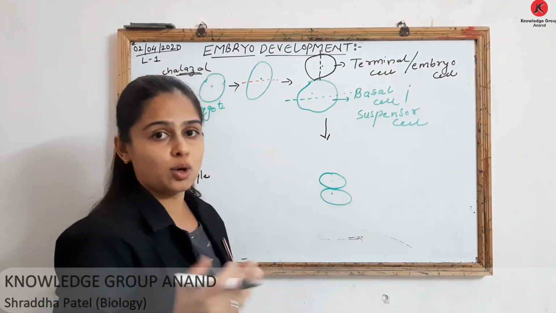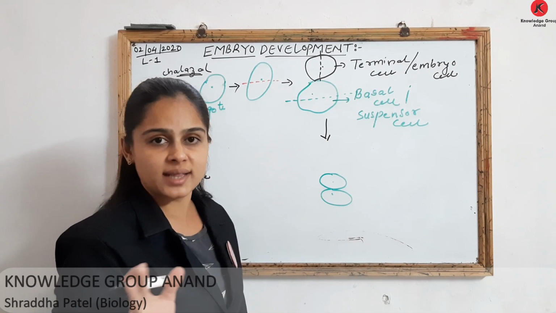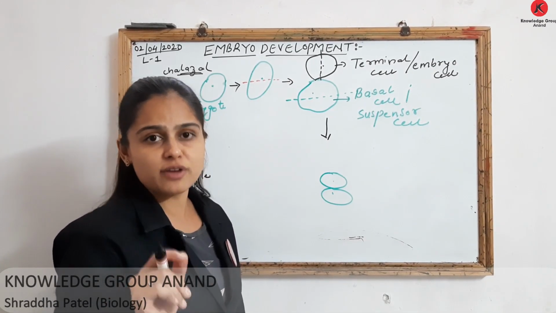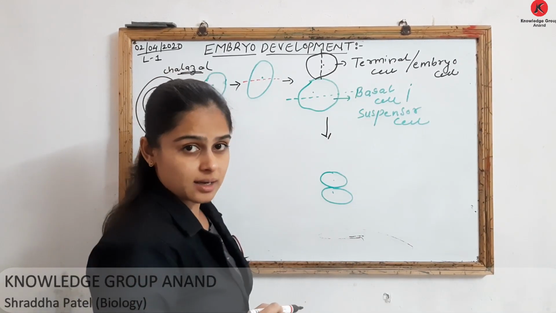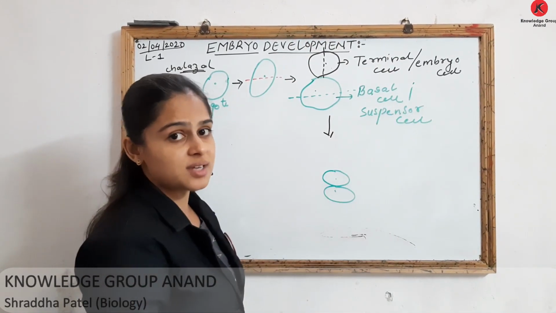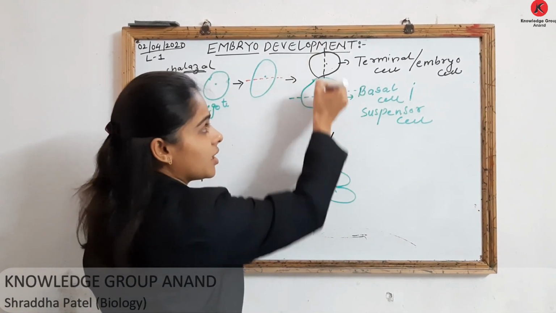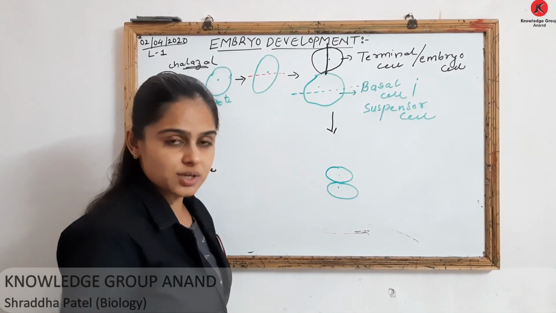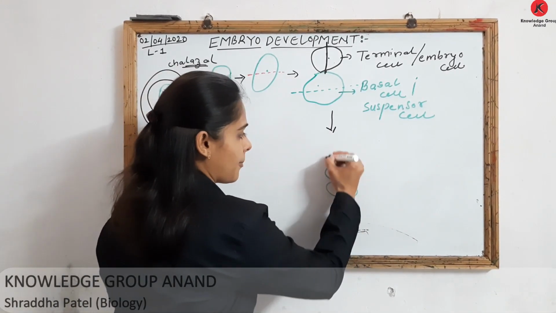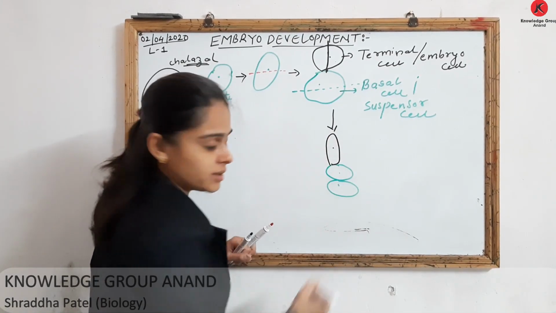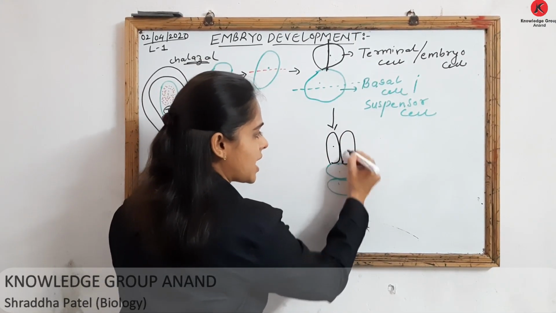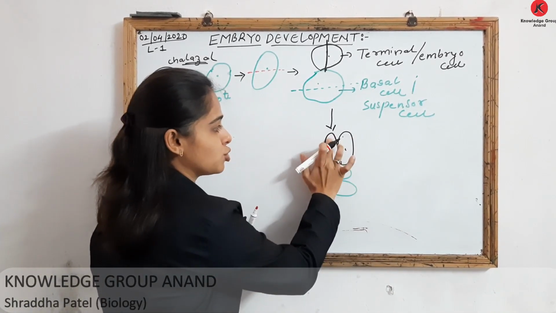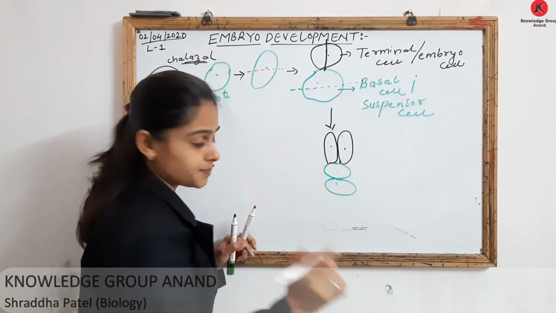Your terminal cell, see, somewhere in the textbook it is written apical cell; apical cell, terminal cell, embryo cell are one and the same. So this terminal cell, which is located towards the chalaza, undergoes vertical cell division. Again it results in formation of two cells. Look, here I am drawing: this is cell number 1 and this represents cell number 2, right? So now this is 1, 2, 3 and 4.